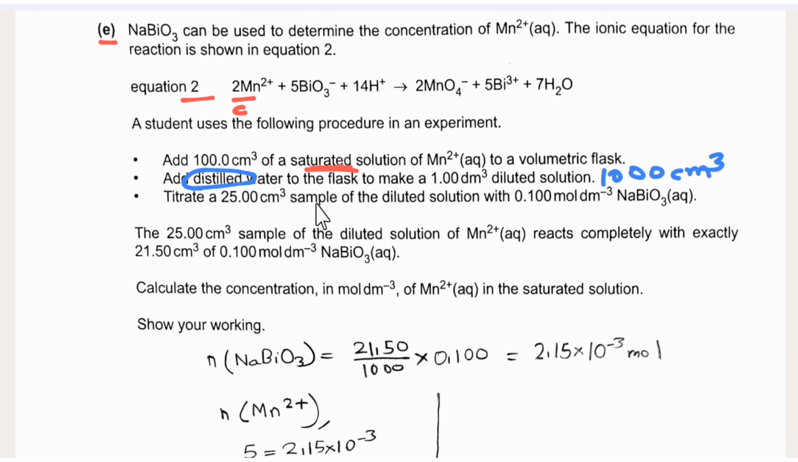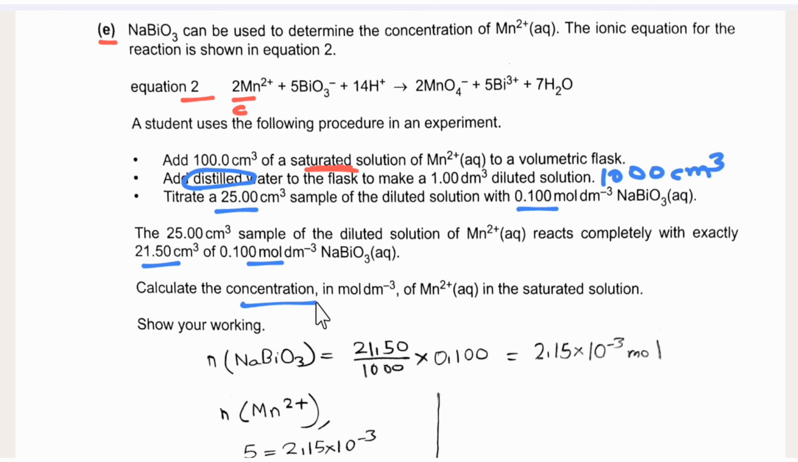Titrate a 25 cm³ sample of the diluted solution with 0.1 mol per dm³ of NaBiO3. Now from this dilute solution, he uses 25 cm³ to react with NaBiO3, and we have been given the concentration of NaBiO3. The 25 cm³ sample of the diluted solution of Mn2+ reacts completely with exactly this much volume and concentration of NaBiO3.